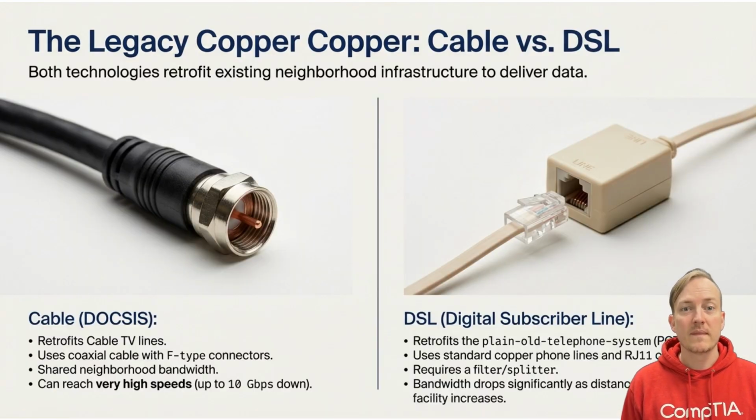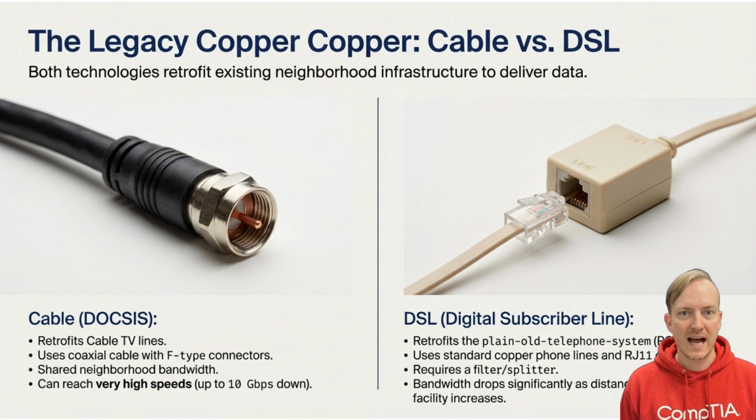Next is cable. This delivers internet over the exact same coaxial cables used for your television. It relies on the DOCSIS standard to separate the data channels from the TV channels. While very fast, a major drawback is that it uses shared neighborhood infrastructure, meaning if everyone on your street is streaming 4K video of their dogs like Morty, Rosie, and Simon at 8 p.m., your speeds will drop.